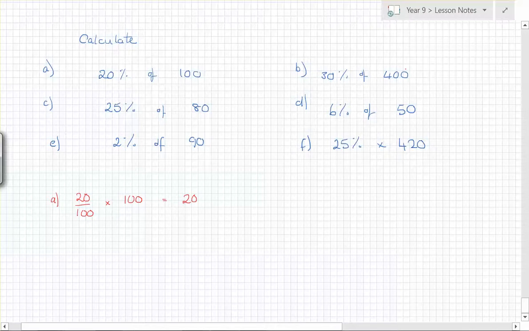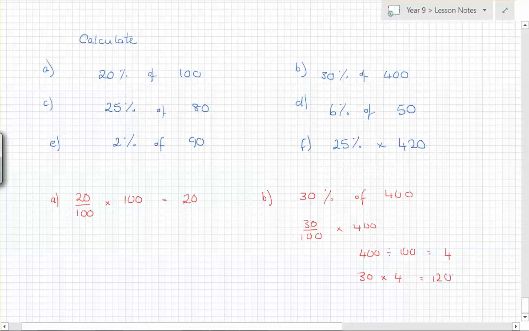Hopefully that will help you with, for instance, 400. What you can do is 30% of 100, and then times it by 4. There are a couple of ways of doing it. 30% of 400, we can either do 30 over 100 times 400. 400 divided by 100 would be 4, and then 30 times 4 will be 120.